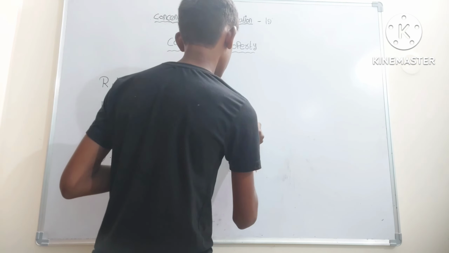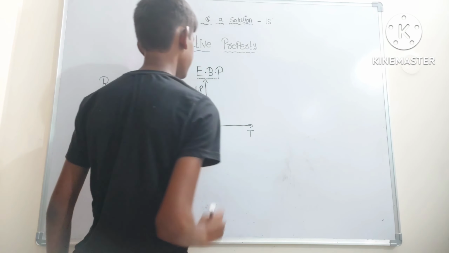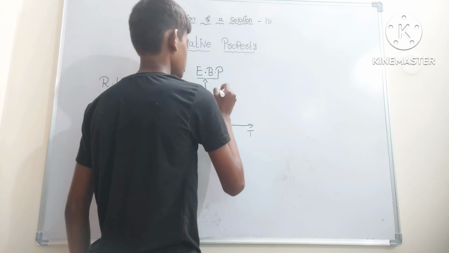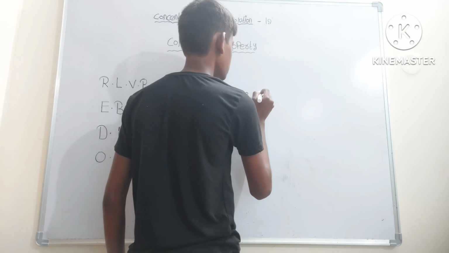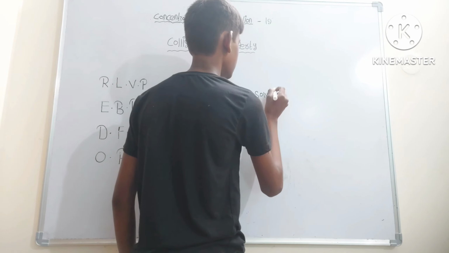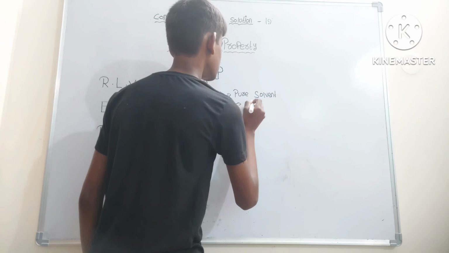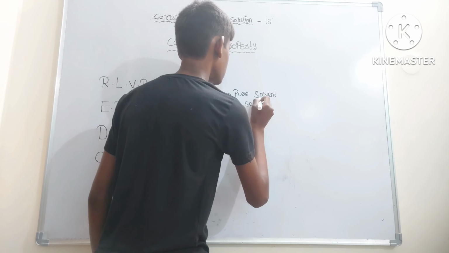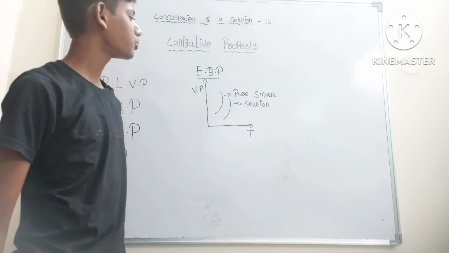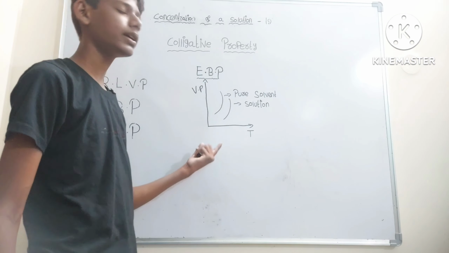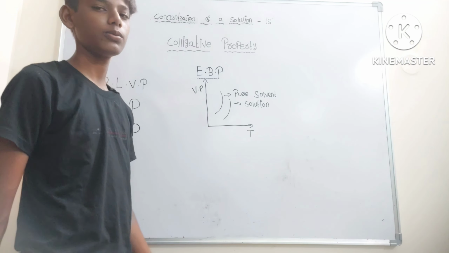So this is the graph, a vapor pressure versus temperature graph. This one is the pure solvent and this one is the solution. The vapor pressure of the pure solvent will be high, and that of the solution will be less.